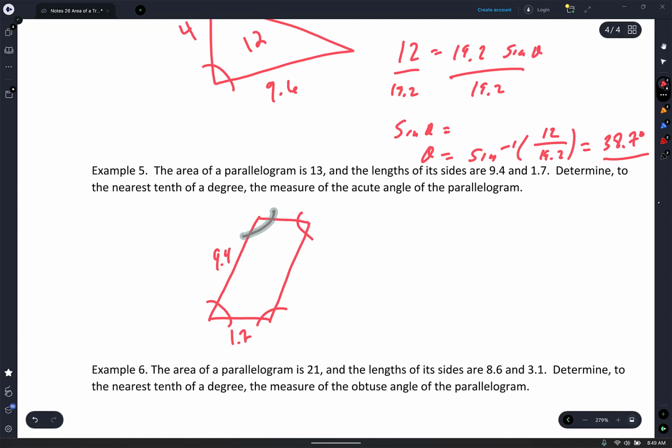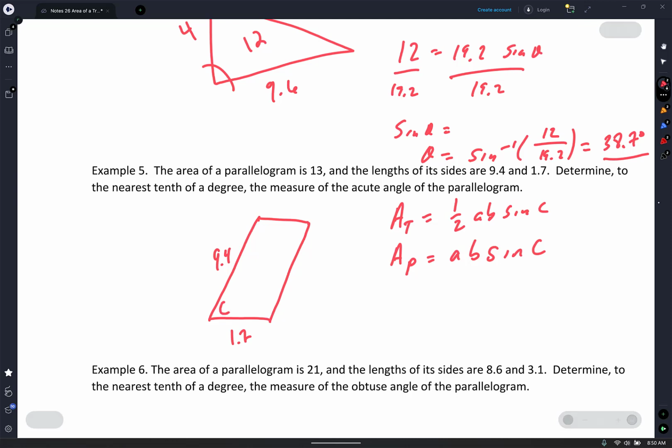I guess the easiest way, I don't want to just give you the formula, I want to derive the formula. Do you see 2 triangles? If I cut it down the middle like that, it doesn't matter. I can cut it down the middle the other way around. So this formula, area of a triangle, 1/2 AB sine C, since I have 2 of them, I can multiply this by 2. So the area of a parallelogram is going to be this. Area of the P, which stands for parallelogram, is equal to AB sine C. Since I used the angle C, I'll tell you where angle C is. Angle C is this acute one, the acute angle.